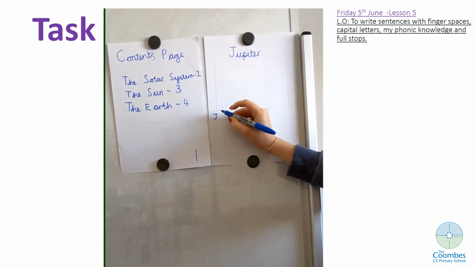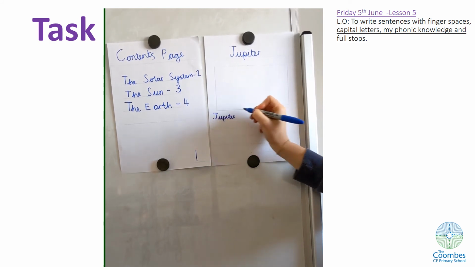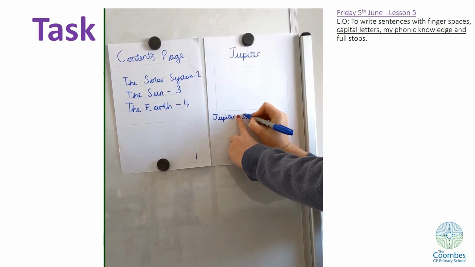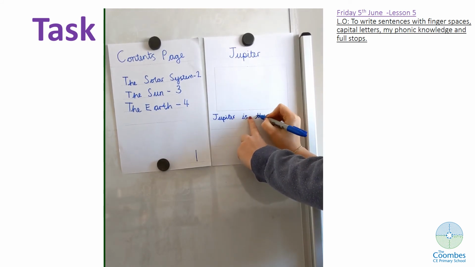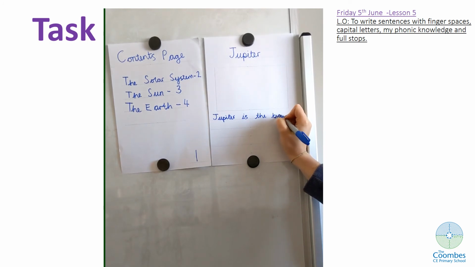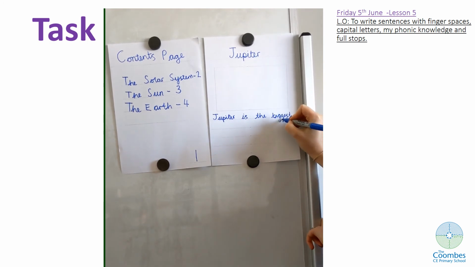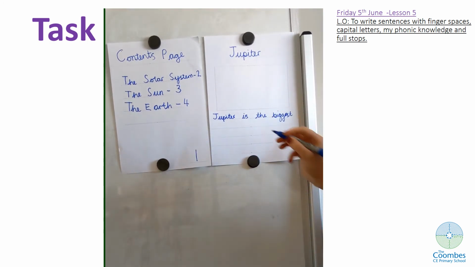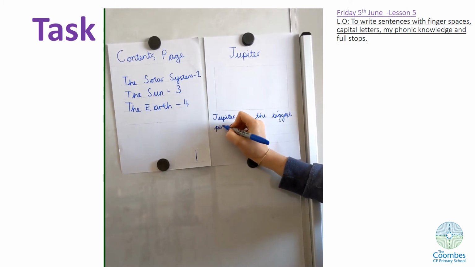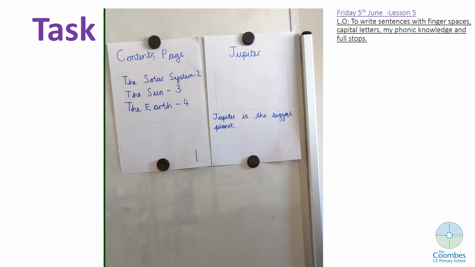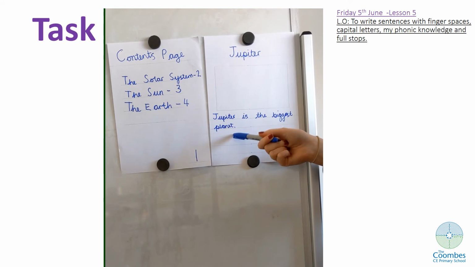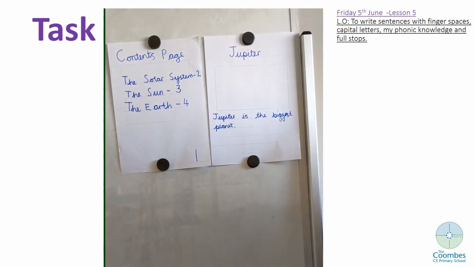Jupiter, so I need a capital letter because it's the beginning of my sentence. Jupiter is the biggest planet. Now I'm going to make that one sentence. So at the end of my sentence I need to put a full stop. Don't forget, if you are stuck on how to spell some of these words, you can use the video and the facts to help you.